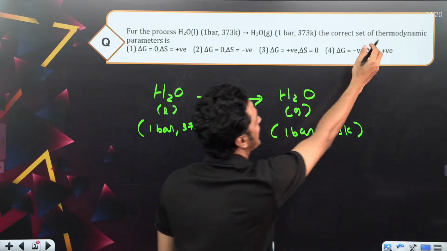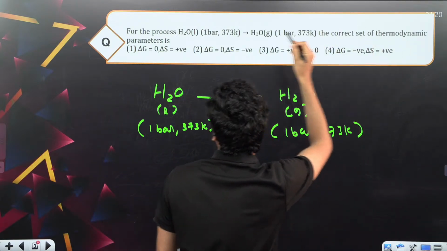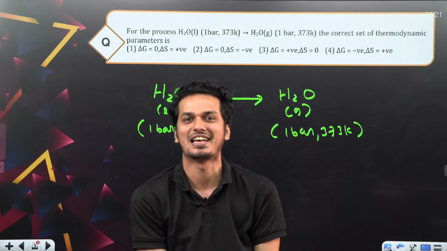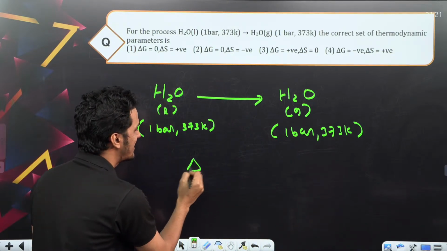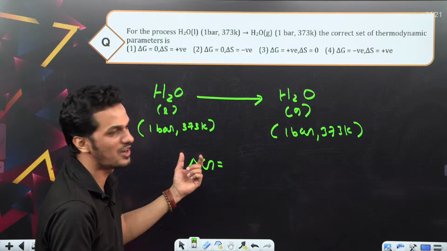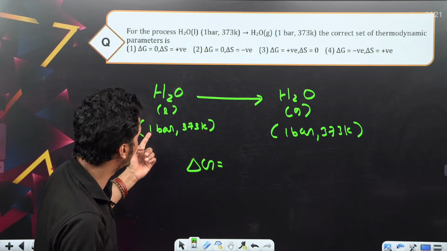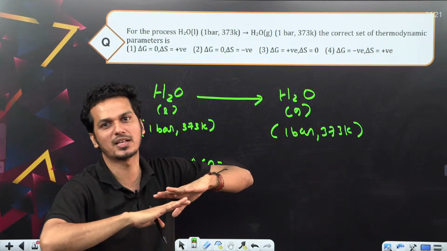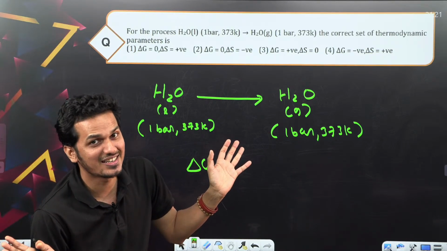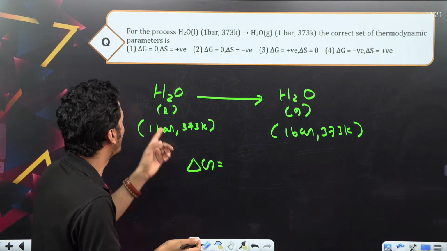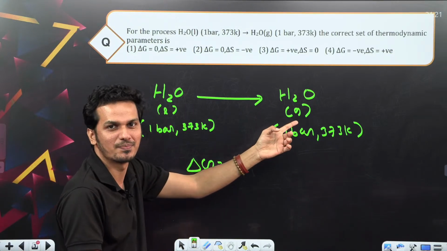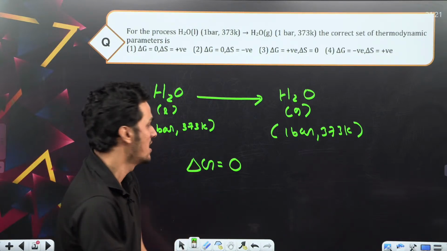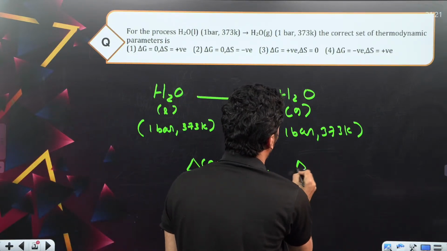Now what about the question, guys? Look at the question: the correct set of thermodynamic parameters. They are asking about delta G and delta S. While looking at delta G, you can see it is 1 bar, 373 Kelvin on both sides. Pressure and temperature are not changing. So we can tell this is actually in equilibrium. So delta G equals 0.